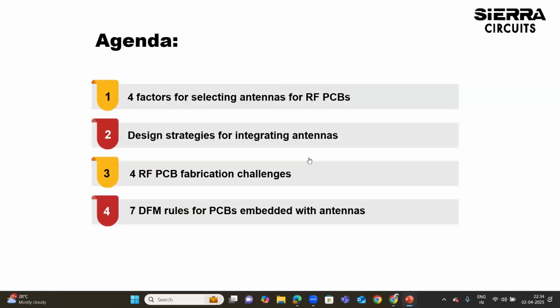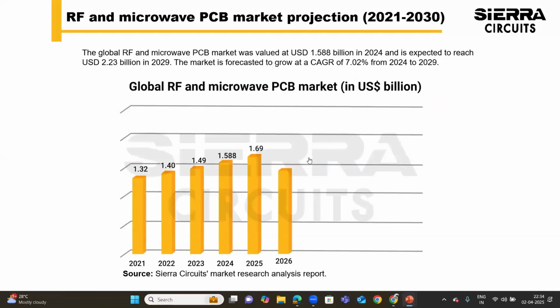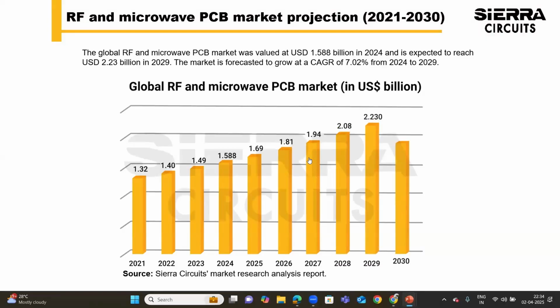So this is the agenda for today, and we'll be going into all of these one by one. To understand the significance of RF PCB design, it's important to see where the market is headed. So here is a brief overview of the RF PCB market size. The global RF and microwave PCB market was valued at 1.588 billion US dollars in 2024, and it is expected to reach 2.23 billion US dollars in 2029. It is forecasted to grow at a CAGR of 7.02% from 2024 to 2029.